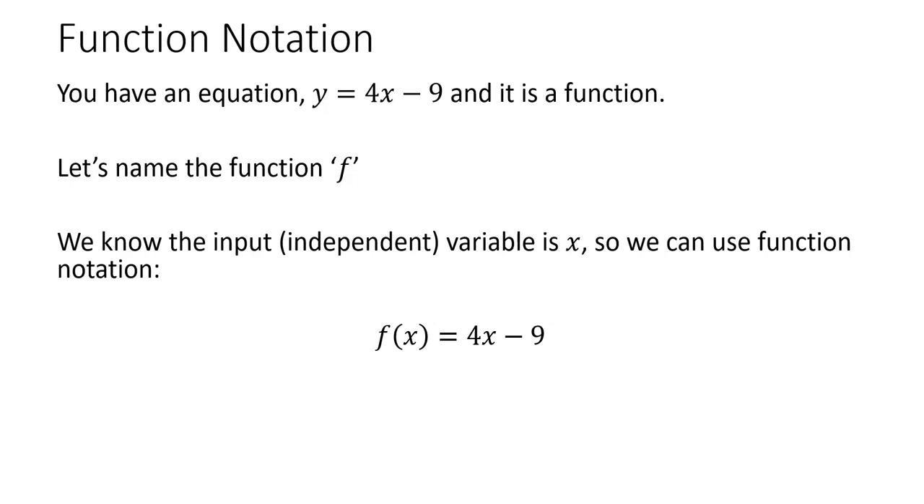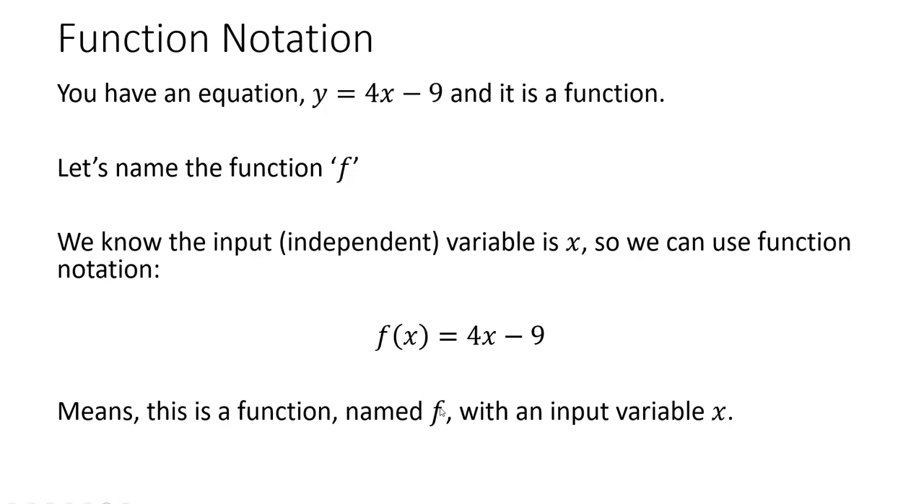So we have the function f, and then you'll notice the x in parentheses. That shows that our input variable or our independent variable is x. So the f of x is what makes this function notation. And what that f of x means is f is the name of the function and the independent variable is in the parentheses, named x. Okay? So you can really think of f of x having the same value as y. Because it's y equals 4x minus 9, f of x equals 4x minus 9.